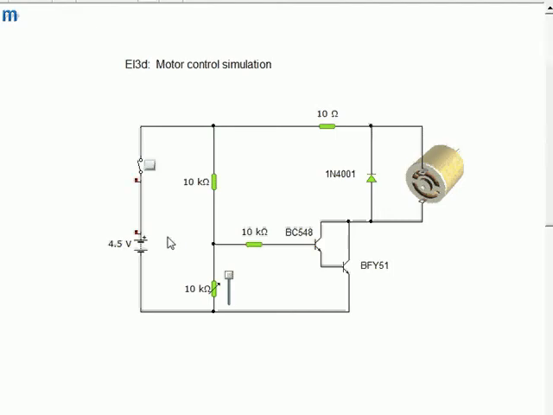Yes. That resistor is also protecting. When you put a motor on suddenly, it draws a big load. That big load is sufficient to destroy the transistor. So that resistor protects. And make it almost nothing.